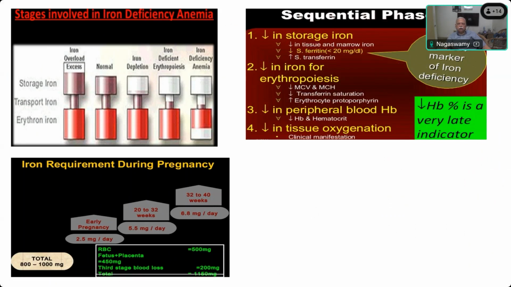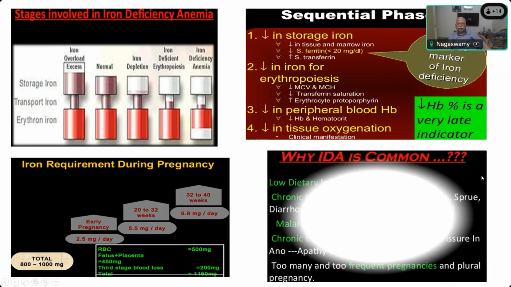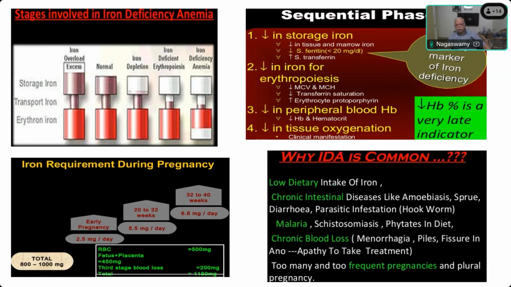And the sequential phases of how iron deficiency occurs are decrease in storage, decrease in iron erythropoiesis, decrease in peripheral hemoglobin, and decrease in tissue oxygenation. So these are all the sequence of events that will happen in iron deficiency. And why is iron deficiency more common? Because of the low dietary intake and chronic intestinal diseases like amoebiasis, malaria, chronic blood loss, and too frequent pregnancies are all reasons for iron deficiency anemia.